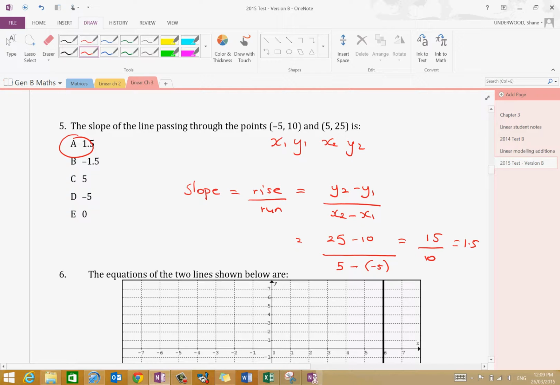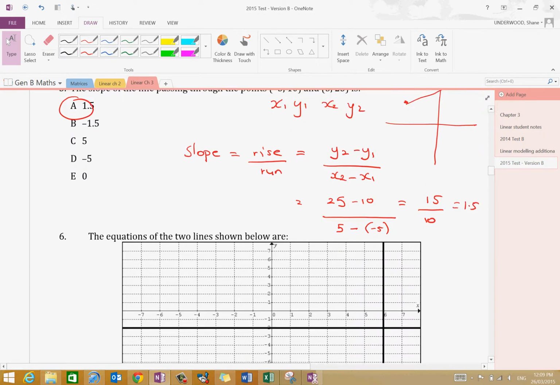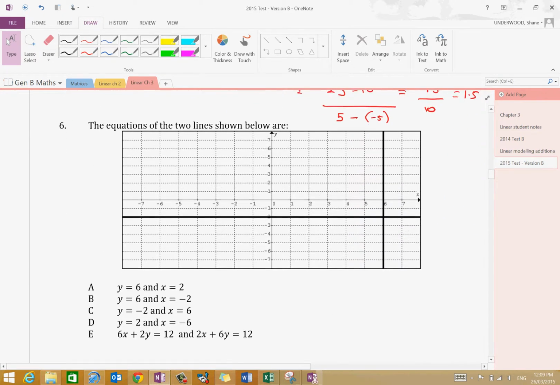If you think about it, even if I just plotted out the points roughly in my head, negative 5, 10 is down sort of over here, and 5, 25 is sort of up here. We know it's going to be a positive slope. A lot of you probably didn't think that through. This question was pretty poorly done.